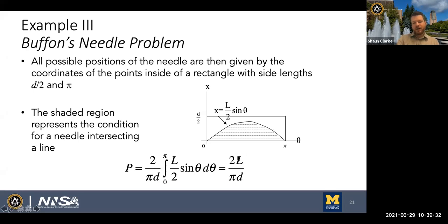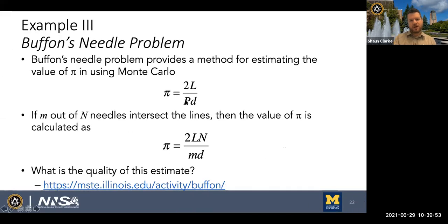So if you know L, the length of the needle, and you know the spacing between the lines on the floor, if you were to do this experiment physically, dropping needles on the floor, you could actually solve this for pi. Pi would equal 2L over P D. So you know L, you know D, you can measure P. If you can measure P, you can measure pi.